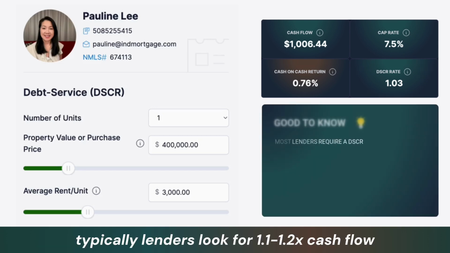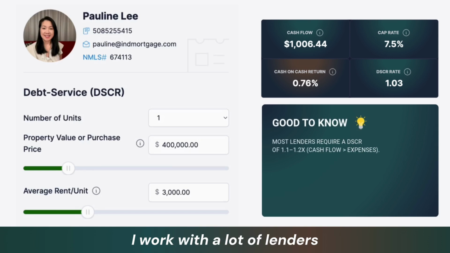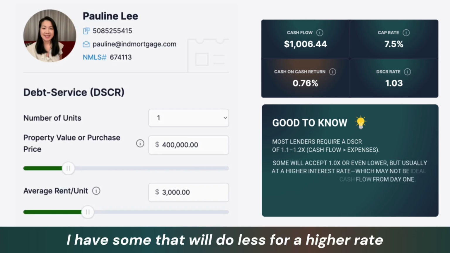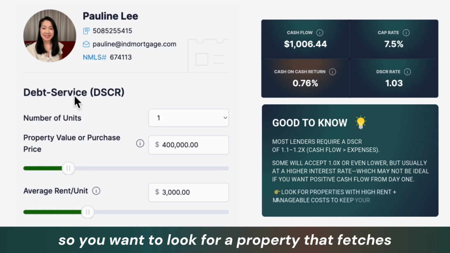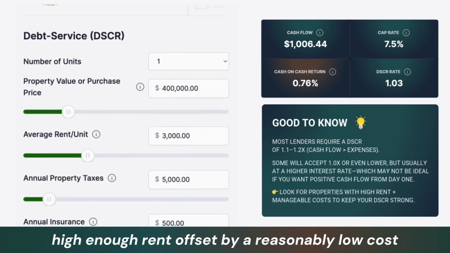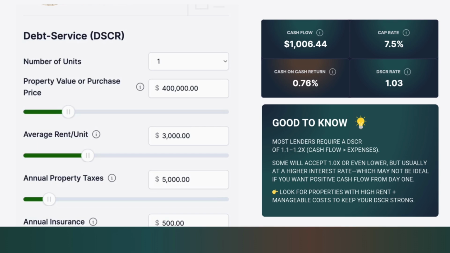Typically, lenders look for 1.1 to 1.2 times cash flow. I work with a lot of lenders who will do one-time cash flow. I have some that will do less for a higher rate, which might not make sense if your goal is to start making money right away with your investment. So you want to look for a property that fetches high enough rent offset by reasonably low cost.